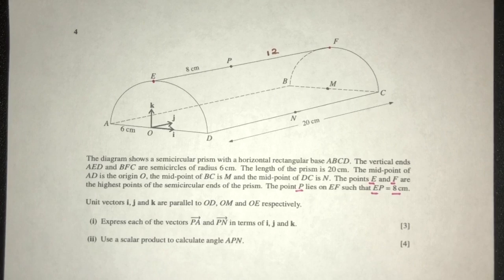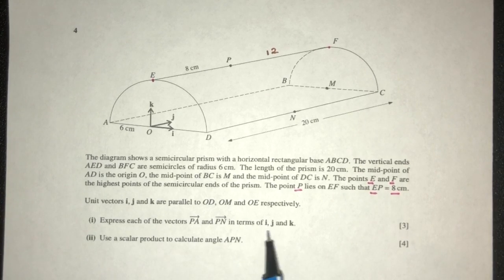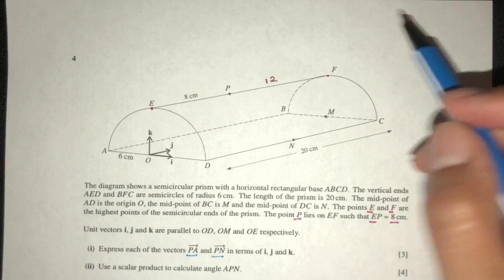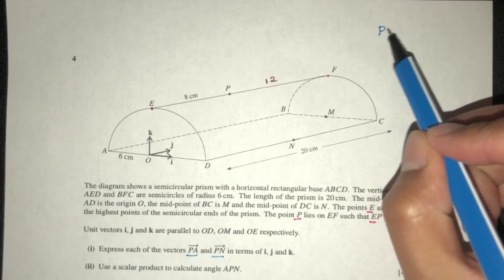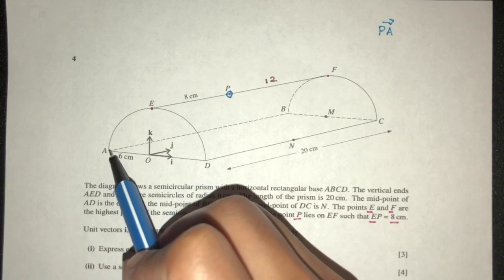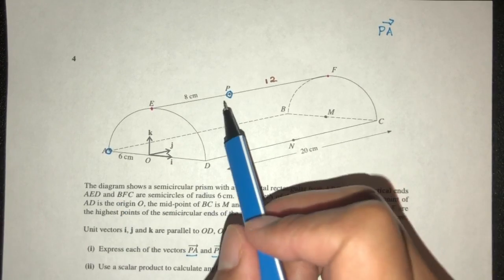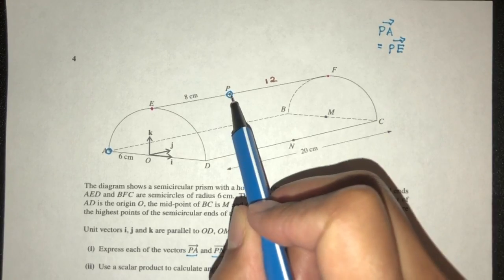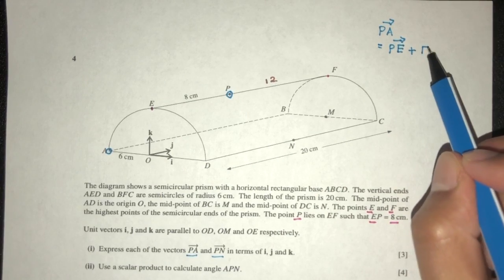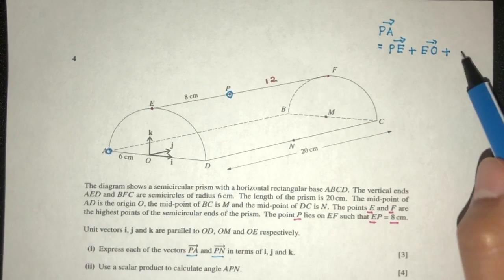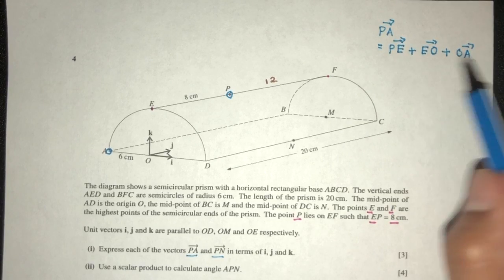Now, in terms of I, J, and K, we have to find vectors PA and PN. Let's first find PA. Finding PA means from P go to A. P is right here. We have to go to A right here. So step by step, we first move from P back to E, and then from E we can move down to O, and then finally from O we can go to A. That's how we can move from P to A.